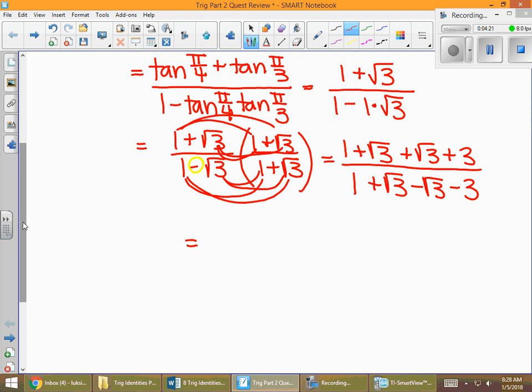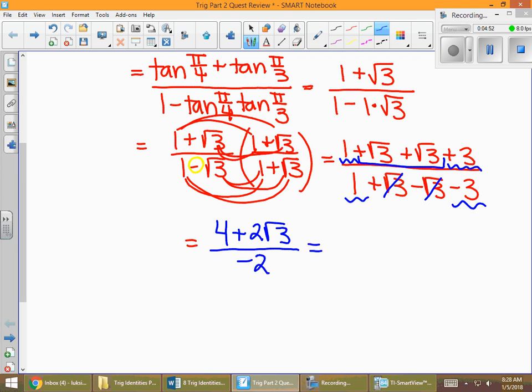Okay, combine our like terms. Remember, our like terms, we have our whole numbers, our integers. 1 plus 3 is 4. And then we can add our radicals. They work like variables. I have one radical 3 and another radical 3, so I have 2 of them. My middle terms here cancel. Again, you have to be really careful with your signs here. 1 minus 3 is negative 2.